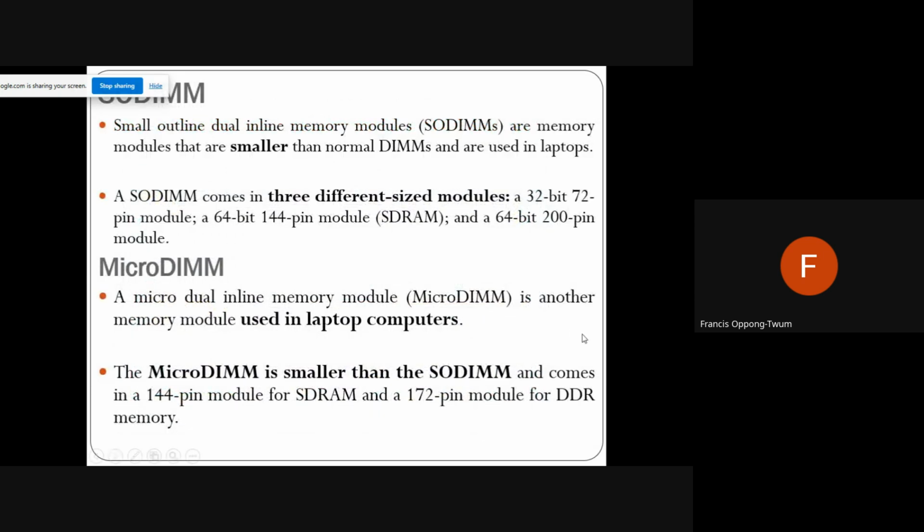Then we also have what we call the SODIMM. The SODIMM is a small outline inline memory module. We usually use it on the motherboard of the laptop.